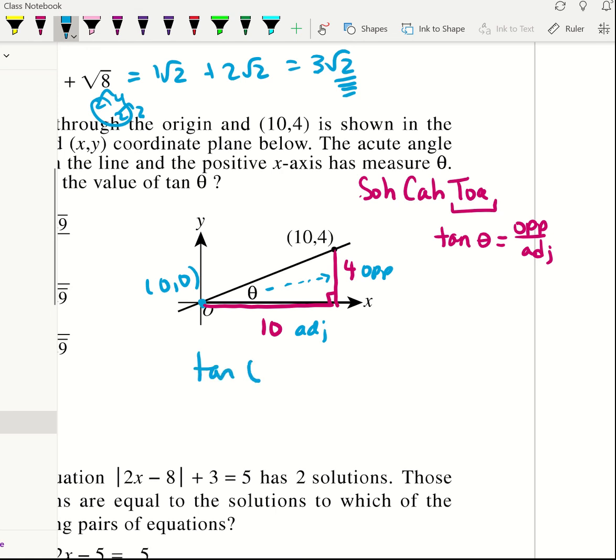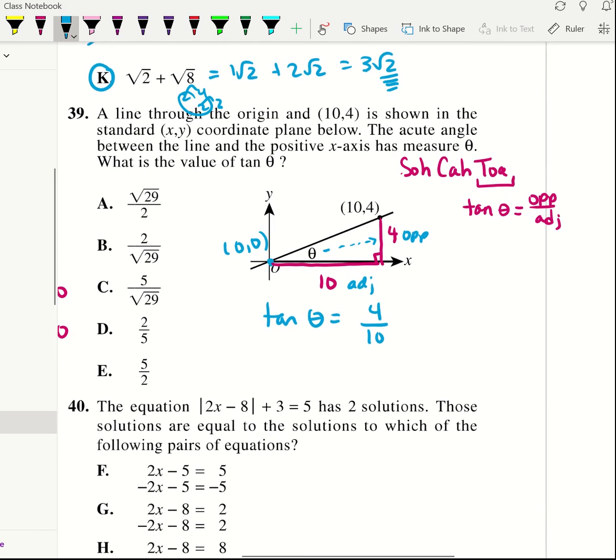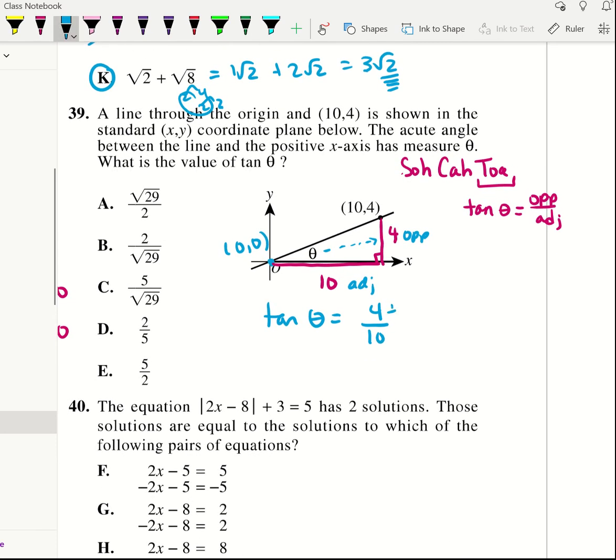So the tangent of theta is the opposite, which is 4, over the adjacent, 10. And then we do want to simplify that fraction by reducing out a common factor of 2. And we'll get 2/5, which is option D. By the way, you could immediately have rejected anything that used the hypotenuse. The square root of 29 is what the hypotenuse would have ended up being if we did the Pythagorean theorem.